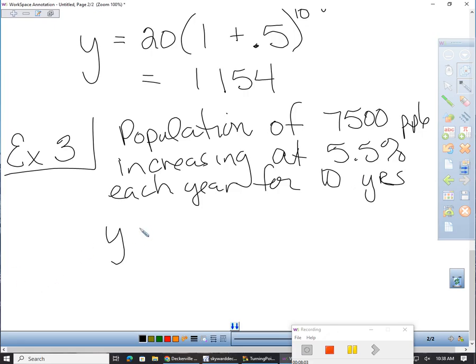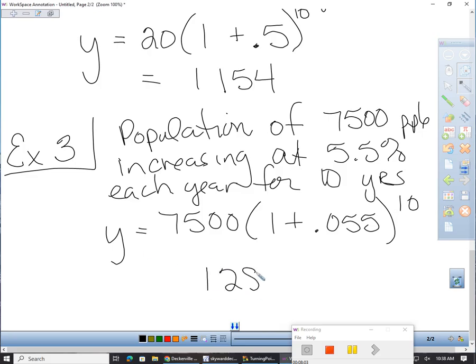To start with y equals, our starting amount is 7,500. 1 plus, how do I write 5.5% as a decimal? Good. 0.055. And my exponent is 10. Right? It happens each year for 10 years. So we grab our calculator again. We type in 7,500 times 1 plus 0.055, raised to the 10th power. We get 12,812 because we can't have part of a person.